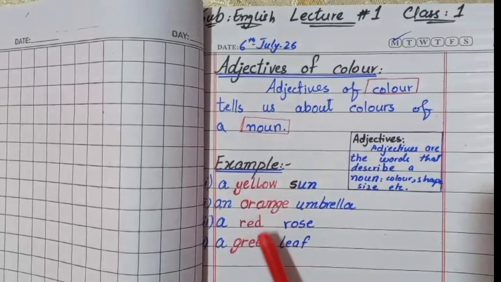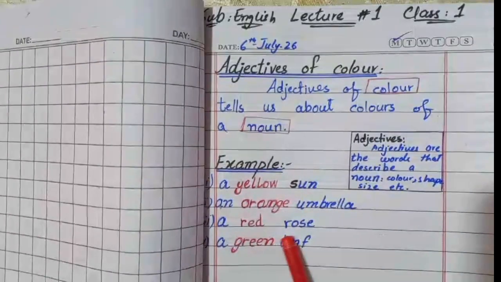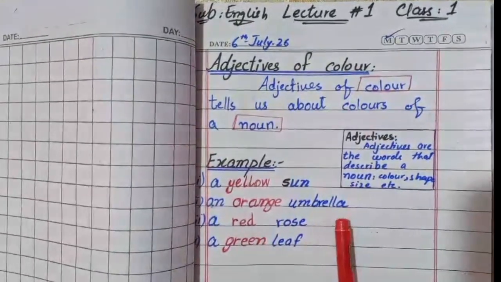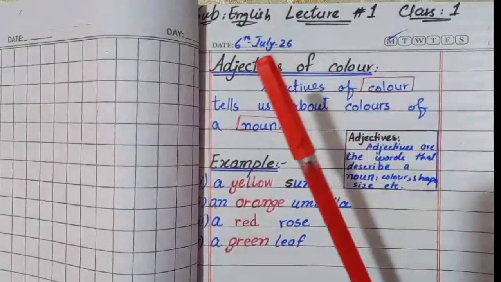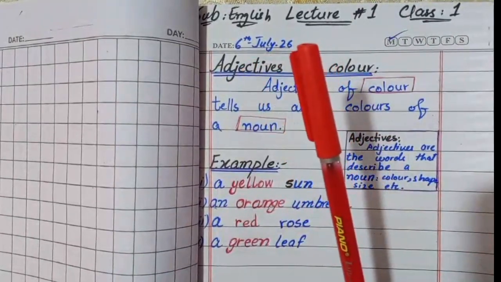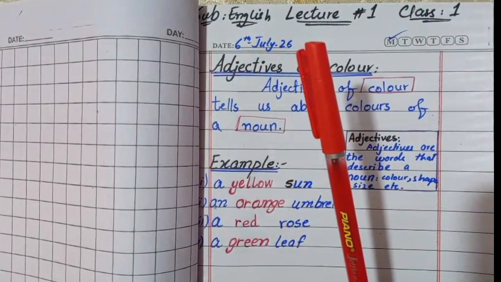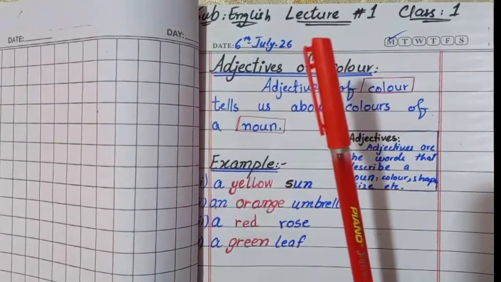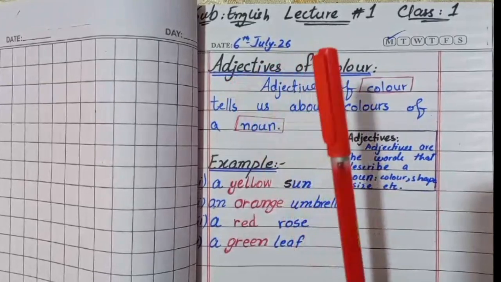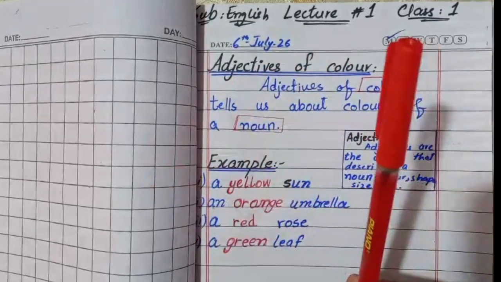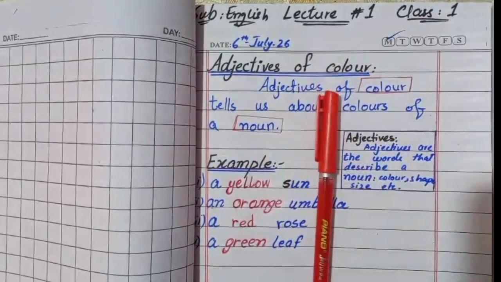Yellow, orange, red and green, these all are the examples of adjectives of color. Suppose I am saying that this is a pen. This is simple sentence. I am not describing the color of the pen. But when I am saying that this is a red pen, so now we are using adjectives of color and we are telling about the color of the pen, that it is red.